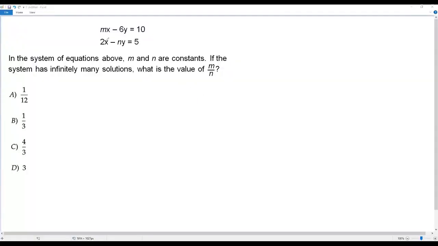Here we have a SAT math question. There is a system of two linear equations given over here. In the system of equations above, m and n are constants. If the system has infinitely many solutions, what is the value of m over n?